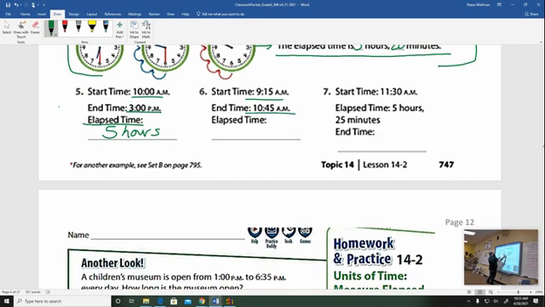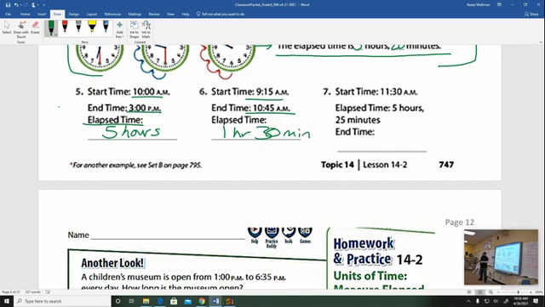9:15 a.m. to 10:45 a.m. First, let's look at those hours. If it was 9:15 to 10:15, it would be 1 hour, correct? But it's actually 9:15 to 10:45. So it's going to be 1 hour. But how many minutes do we have there, Allie? 30 minutes.